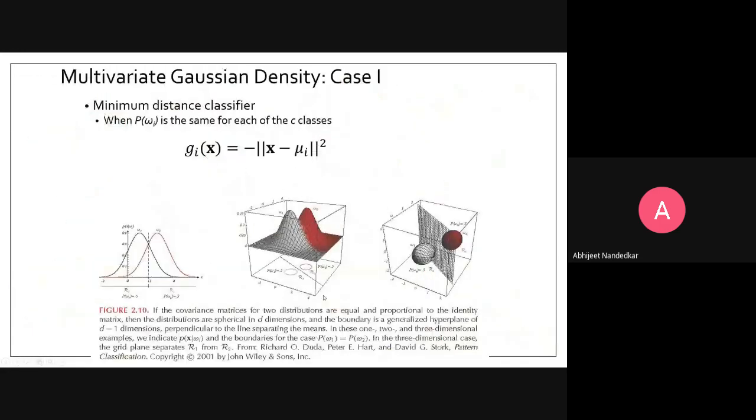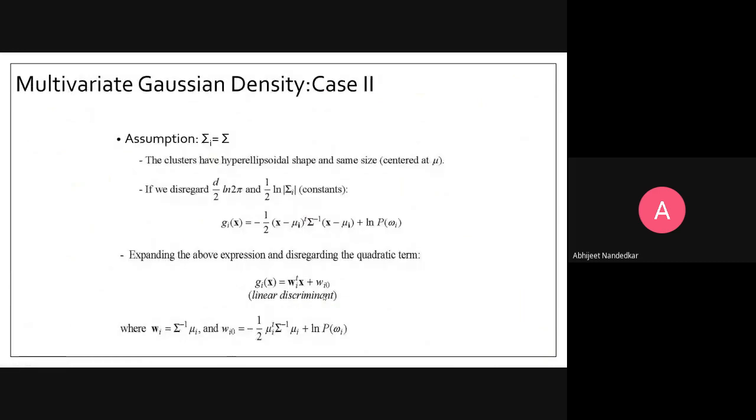Okay, so now in the next condition, case number 2, this sigma I is the same for all classes, but this sigma diagonal is different.